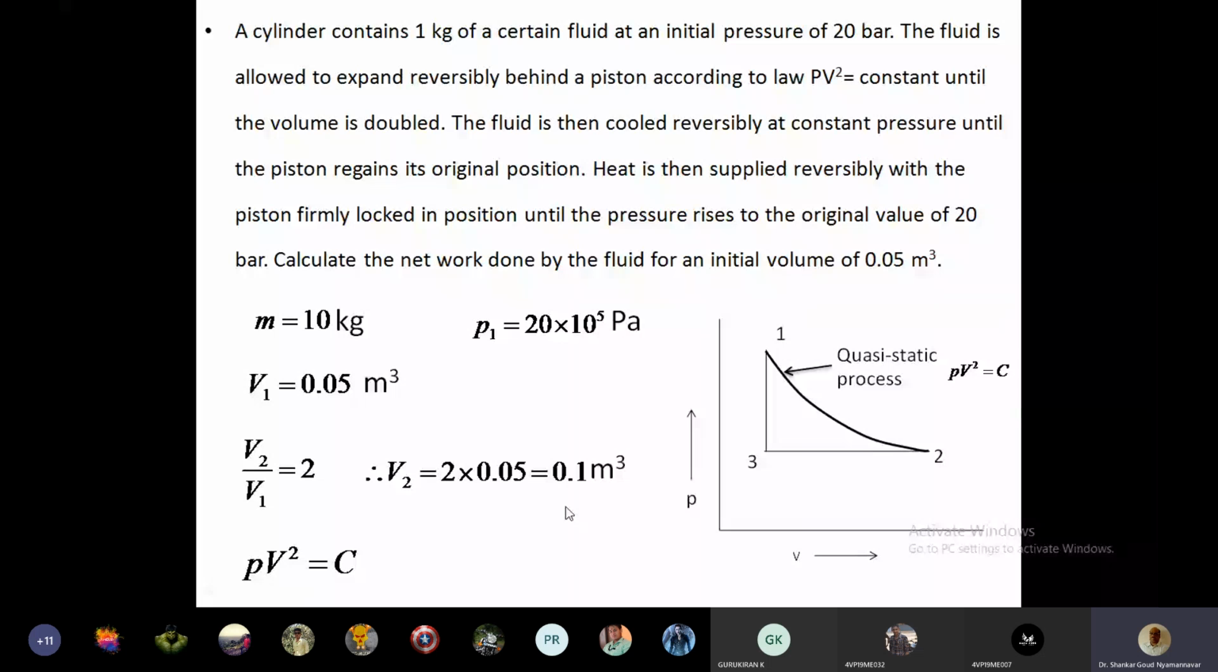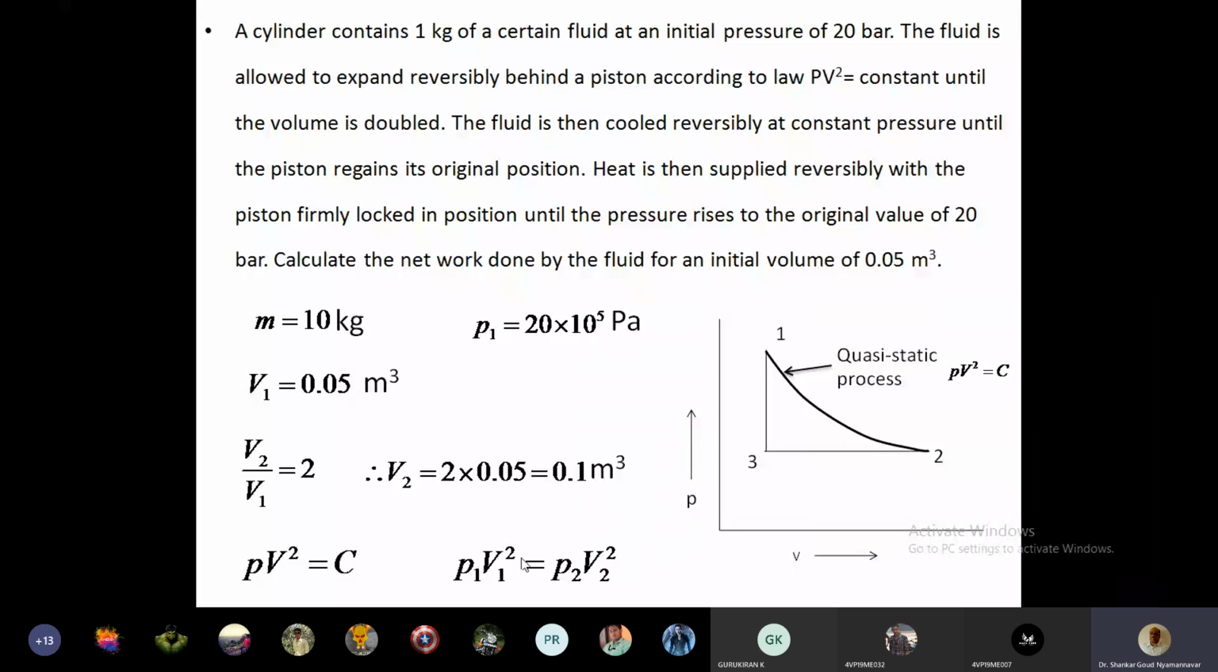Yes, sir. Now the equation for process 1 to 2 is given here: P V square equal to constant. What does that mean? From 1 to 2, the relation between P and V is given by this equation. Anywhere you take, from state 1 till the end of the process at state 2, this equation is valid. If I substitute the initial and final conditions in this equation, P1 V1 square is equal to some constant. Similarly, at the end state, P2 V2 square will also be equal to the same constant. So I can write the equation like this: P1 V1 square is equal to P2 V2 square.